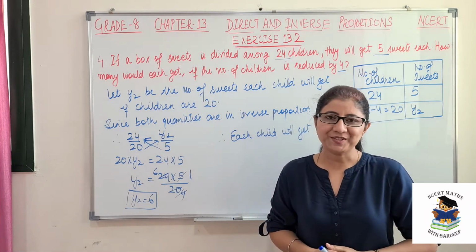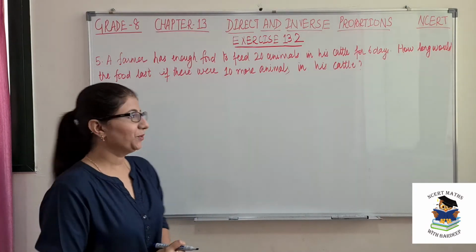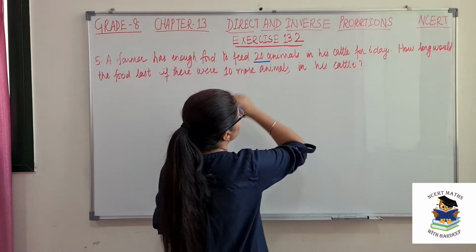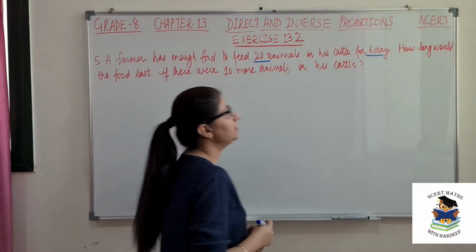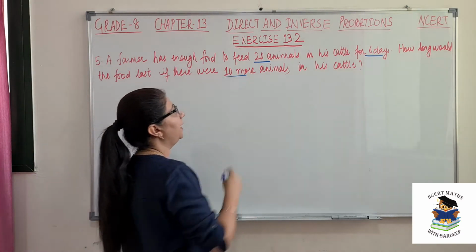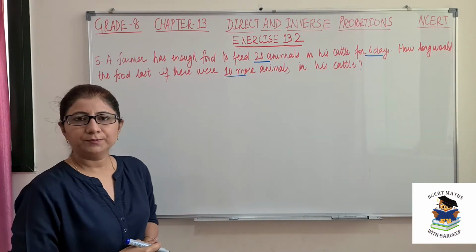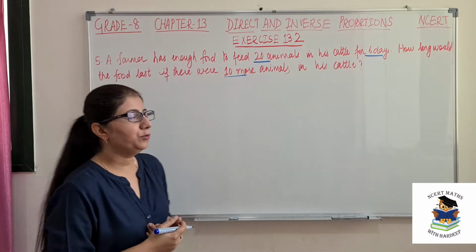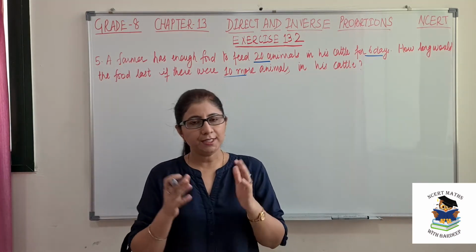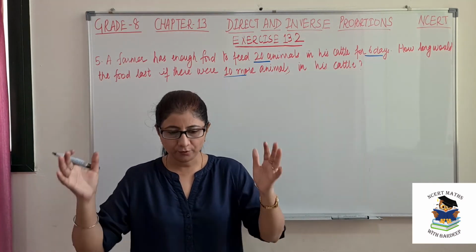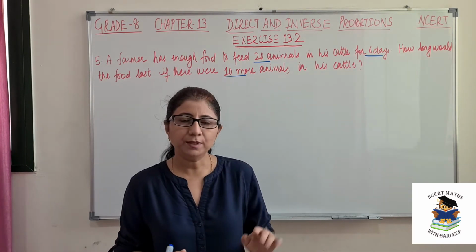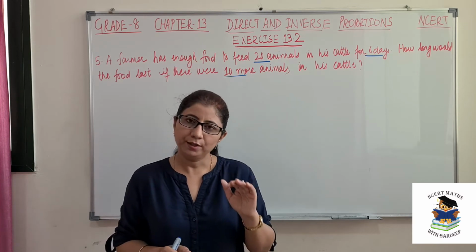Now let's move on to the next question. So let's see our fifth question. A farmer has enough food to feed 20 animals in his cattle for 6 days. How long would the food last if there were 10 more animals in his cattle? Again we have to decide whether this question is direct or inverse proportion. This question is similar to our previous question. Again a fixed quantity of food is here, and the food will last for 6 days.